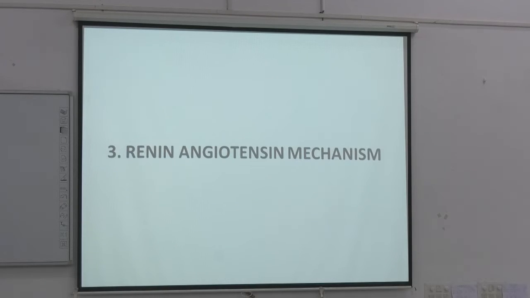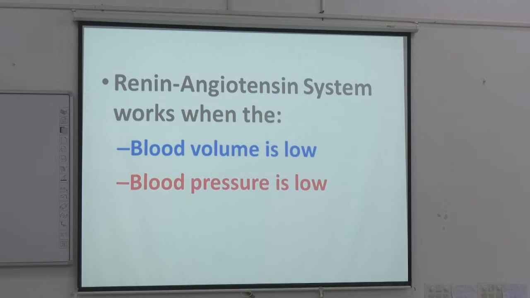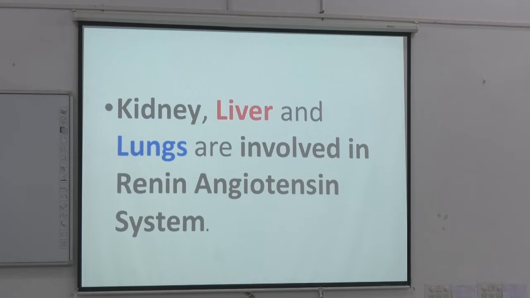Okay, ADH. Now the third system is the renin-angiotensin mechanism. It is mainly helpful in blood flow. In the renin-angiotensin system, when blood volume is low, blood pressure is low. So ultimately renin-angiotensin is helpful to maintain the blood pressure of the body, and it is mainly secreted by the kidney, liver and lungs.